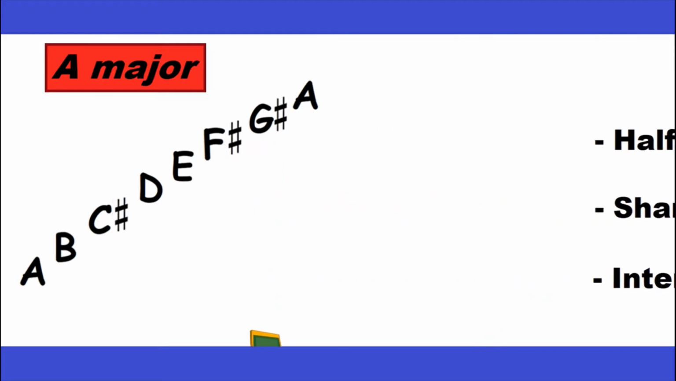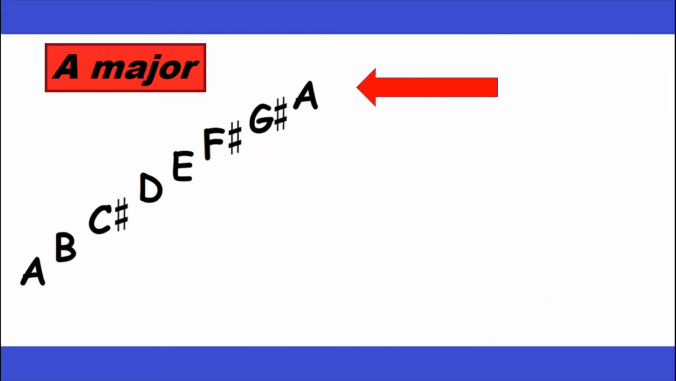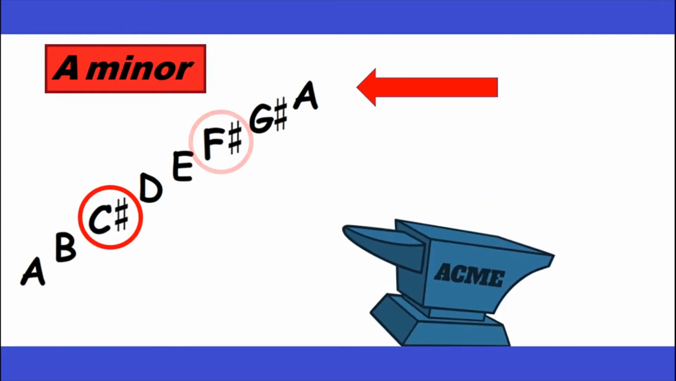So back to our A major scale. We're going to turn this into an A minor scale. And how? We're going to flatten the 3rd, 6th, and 7th notes. Wait, what do I mean by flatten? Well, you've heard me casually refer to flats, but never really explained them. It's time to make a formal introduction.